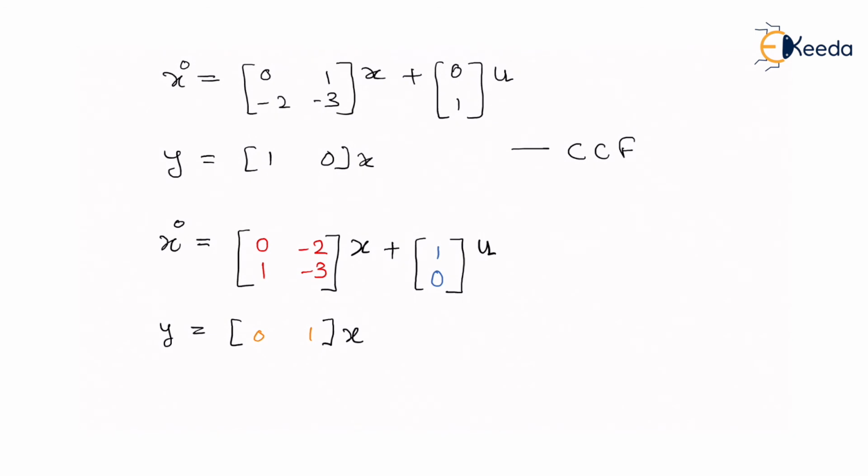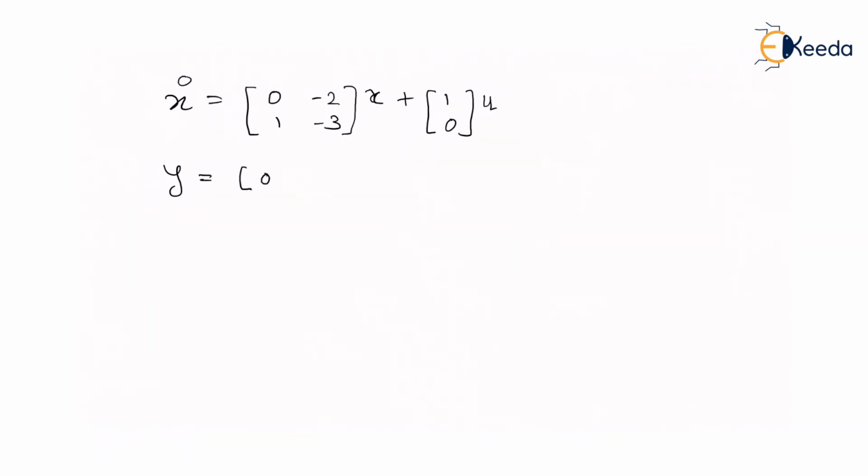So now we come to a conclusion. What is going to be the answer? The answer is x dot = [0, 1; -2, -3] x + [1; 0] u, and y = [0, 1] x. So this is the final answer as far as observable canonical form, or we can say second companion form, is considered.